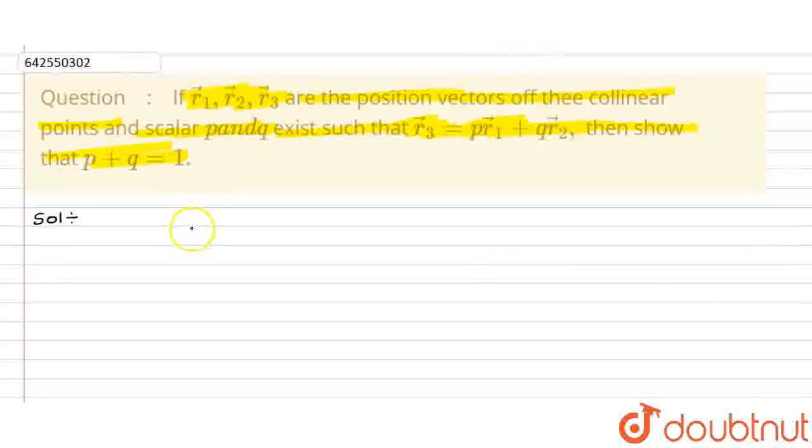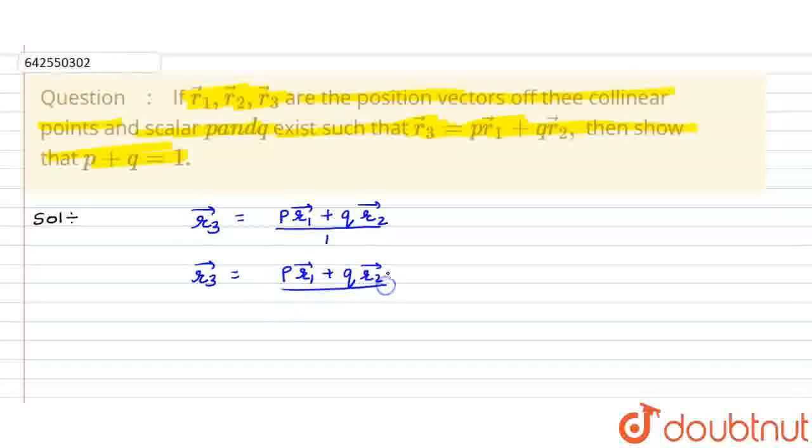Here we are given the value of r3 vector is equal to p r1 vector plus q into r2 vector. Now write 1 in the denominator. Here we get r3 vector is equal to p into r1 vector plus q into r2 vector divided by, in the denominator, add p and subtract p. Here we get p plus 1 minus p.